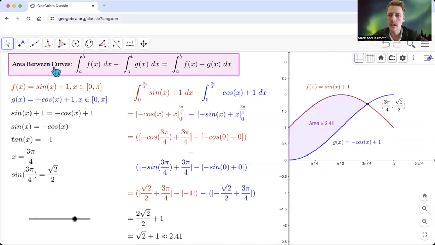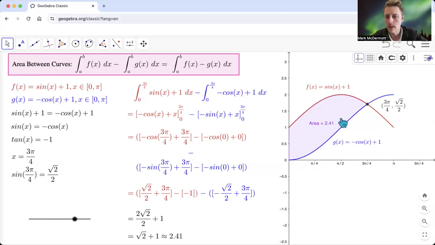You need to take the integral of the upper function between some point and the intersection between two points, and then subtract the integral between the same points of the lower function.